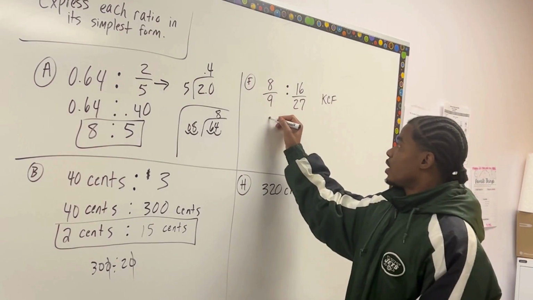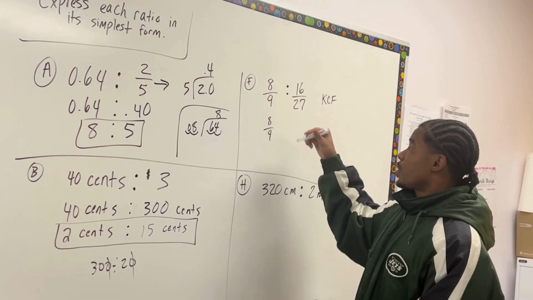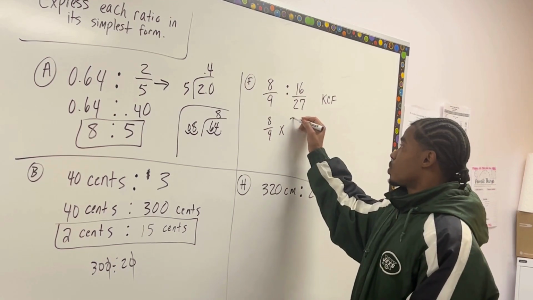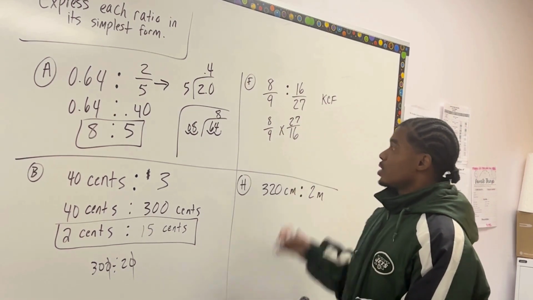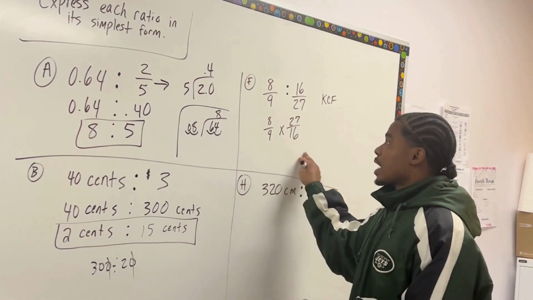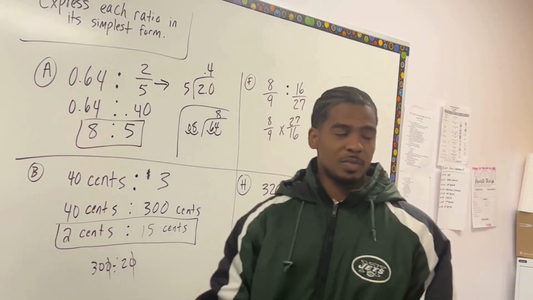So keep 8/9. We're going to change this division sign to times. Then we have to do the reciprocal, or flip this to 27 over 16. So now I have 8/9 times 27 over 16. Those are kind of big numbers. Can somebody tell me what I can do before I start multiplying to make that a little bit easier?